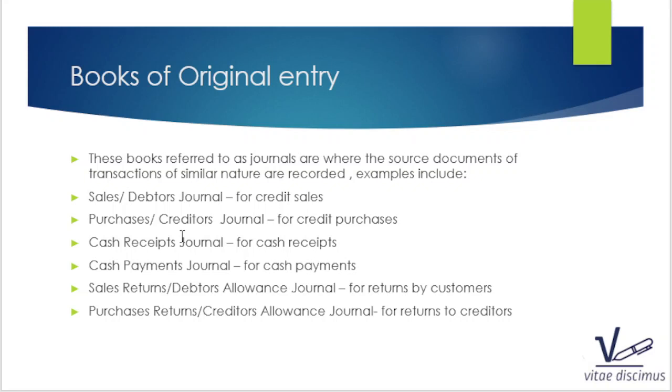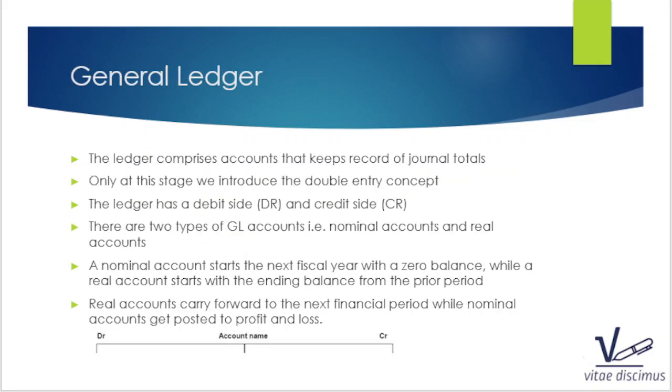Then cash receipts journal, we record cash receipts transactions. Then cash payments journals, we record cash payments transactions. Whenever there are returns by customers, we record them in the debtors allowance journal. Whenever we make returns to our suppliers and creditors, we record that in our creditors allowance journal. Once we have recorded all items of similar nature in our journals, the journal totals now would then need to be transferred to the general ledger.